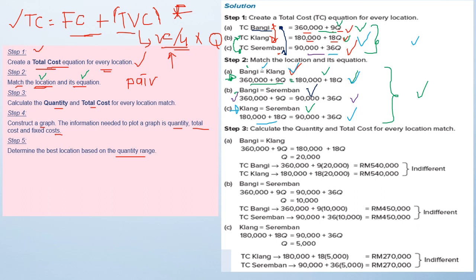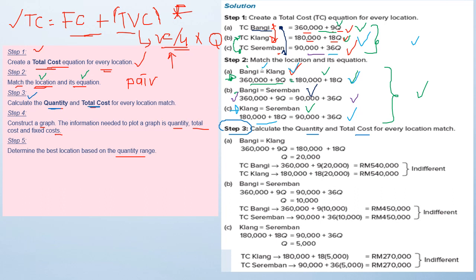Okay, now we go to step number 3. Step number 3 is to calculate the quantity and also the total cost. So there are 2 things to be calculated here in step number 3, that is quantity and total cost. So we go to step 3 now to find the quantity and total cost. So again, we use the same match that we have constructed in step number 2.